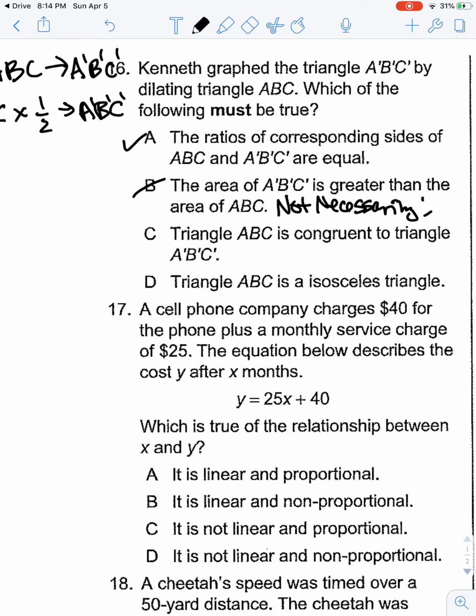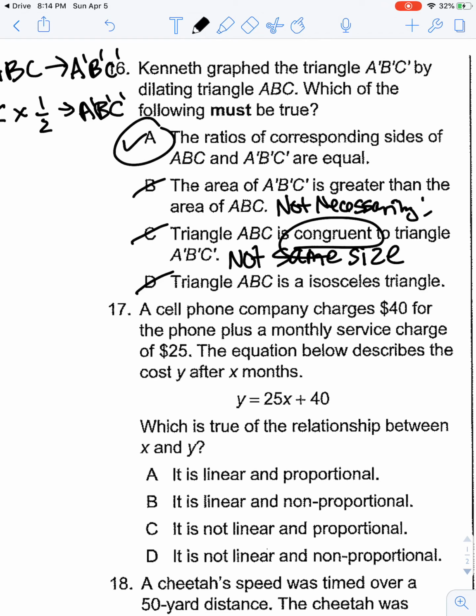All right, triangle ABC is congruent. Well, let's look at that word congruent. Congruent means the same shape and size. So it's not the same size because it's dilated. We don't know how much it's dilated, but we know that it's not going to be the same size. And then triangle ABC is an isosceles triangle. I guess it could be, but it doesn't have to be. All right, so D is not the answer. The answer is A. Let's move on to number 17.